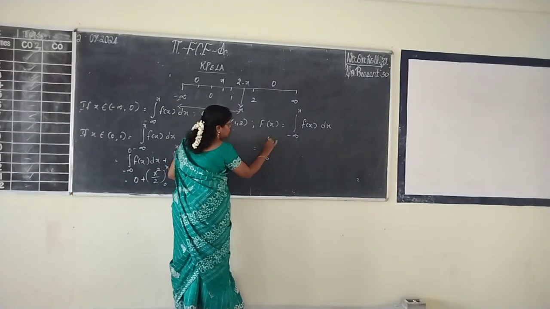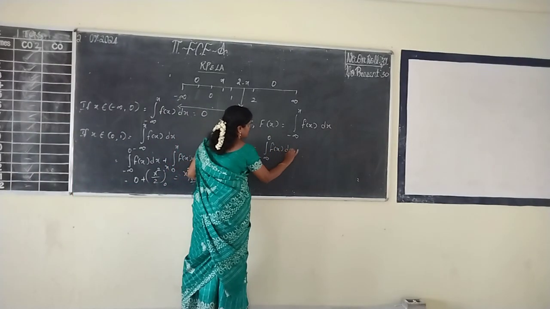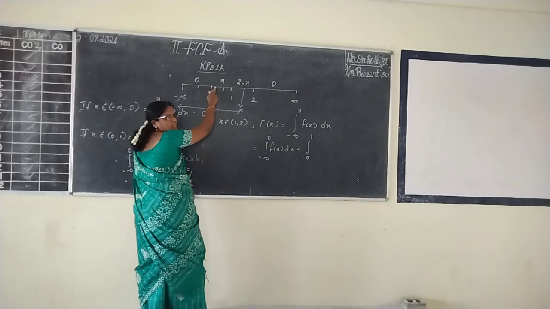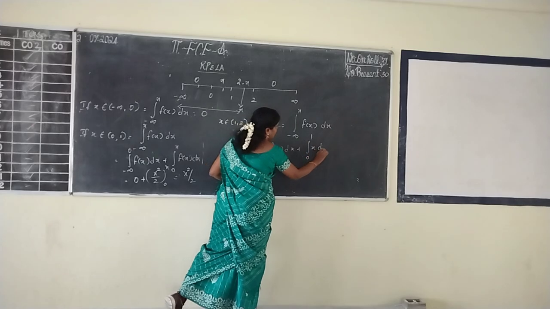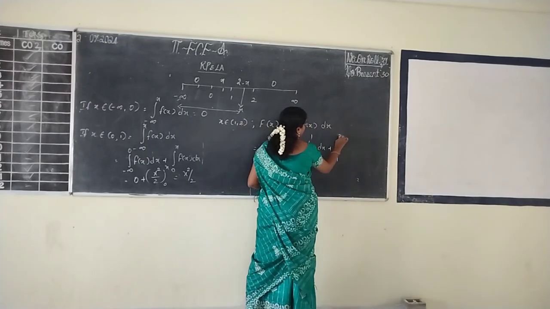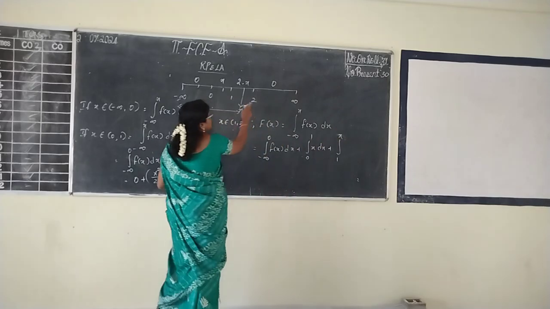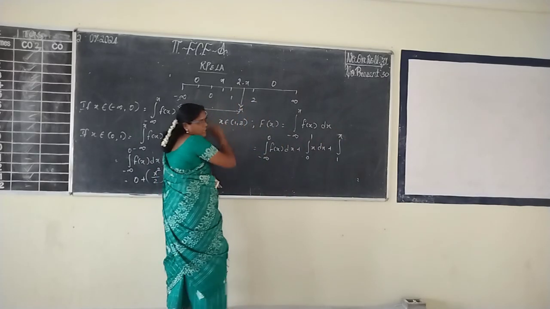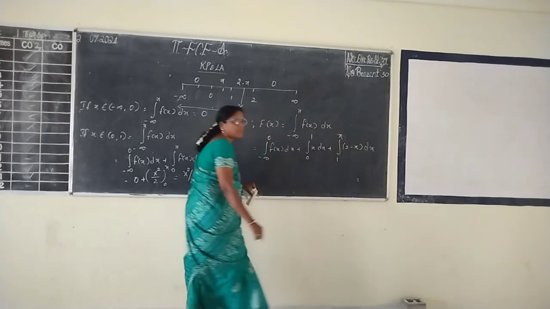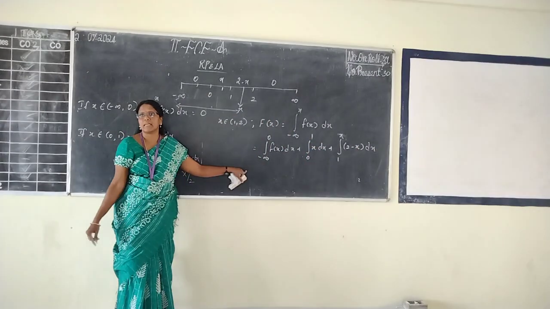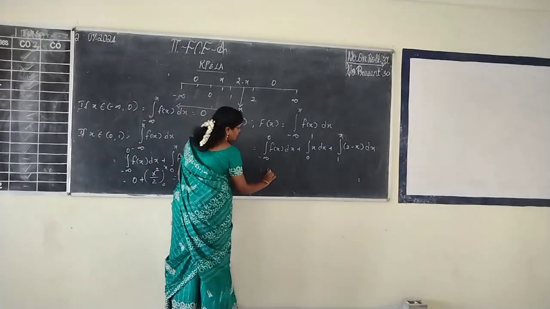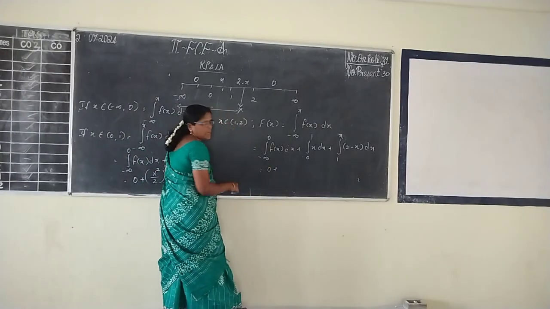Integral minus infinity to 0 of f of x dx, plus integral 0 to 1, where f of x is x, x dx, plus integral 1 to x. Sorry, 1 to 2 the f of x is 2 minus x, so 2 minus x dx. First one, what is the answer? 0, because f of x is 0. Second one, x squared by 2.